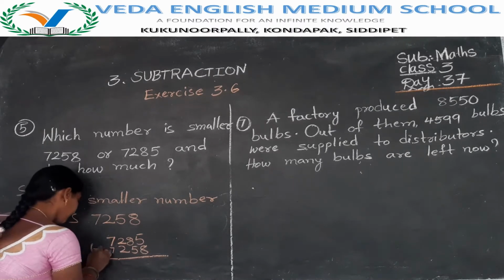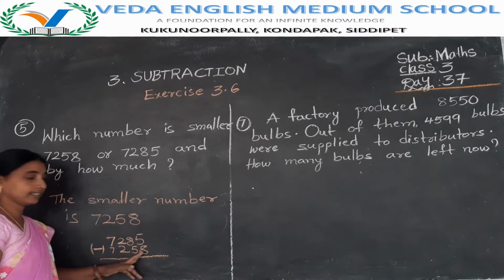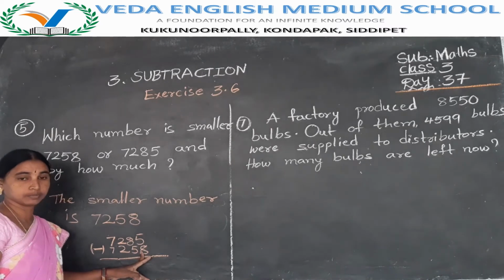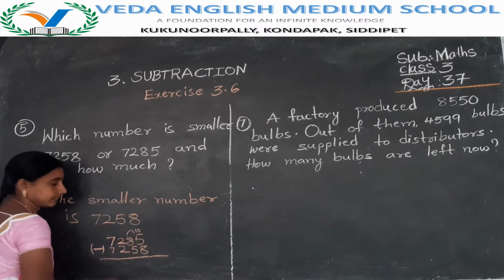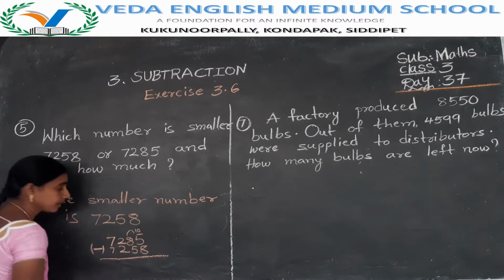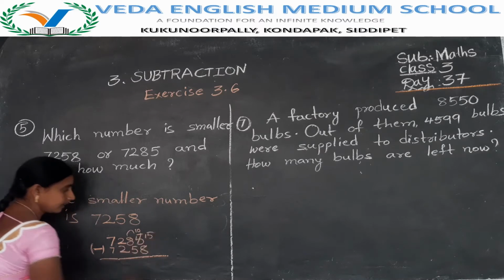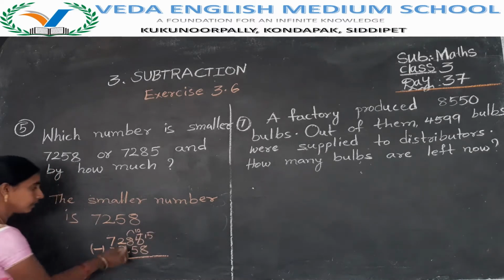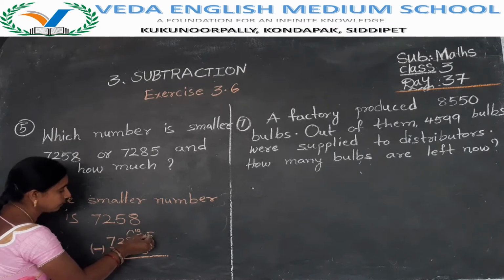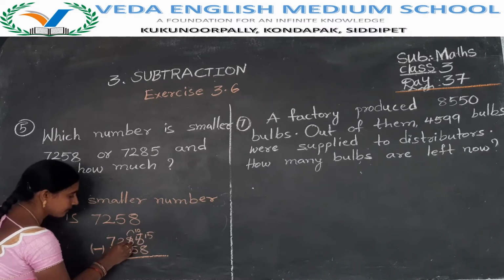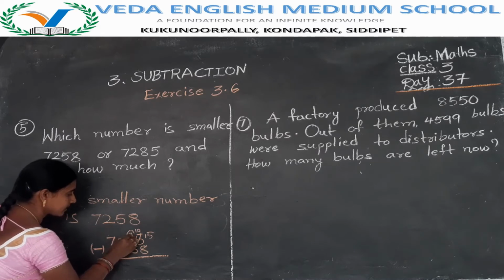See now, subtract. 5 minus 8, is it possible? Not possible. So borrow from the tens place to the ones place. Here 10 plus 5 is 15. But here there was 8, and 1 ten has gone to the ones place. How many tens are here now? 8 becomes 7.